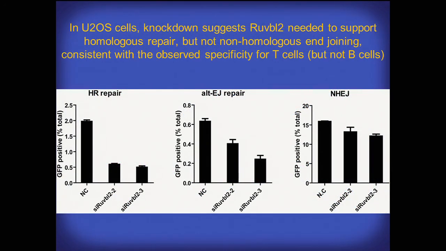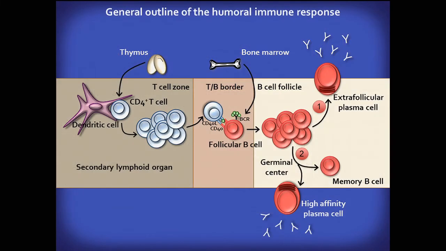In an assay that we did quite recently, we found that knockdown of RUVBL2 did affect homologous repair, but not non-homologous end joining, which is consistent with the specificity of the lesion for T cells, but not B cells. So where do we stand here now? What have we learned? Something very interesting, actually.